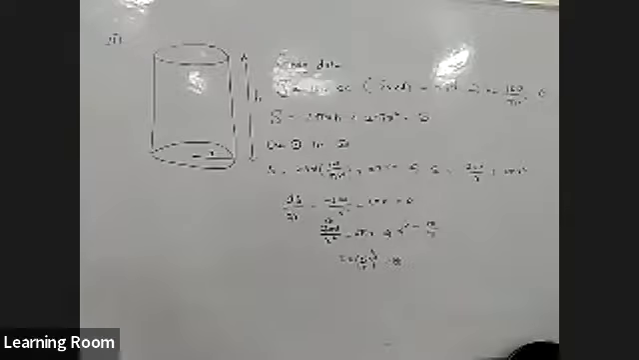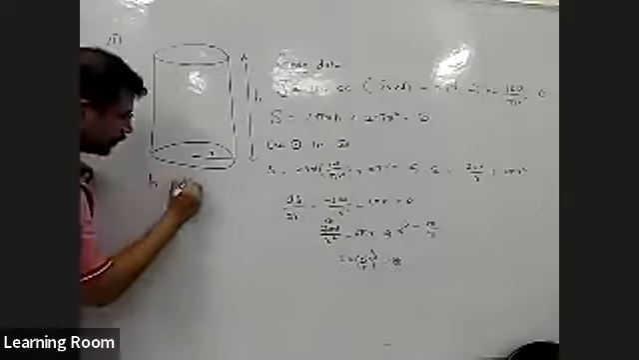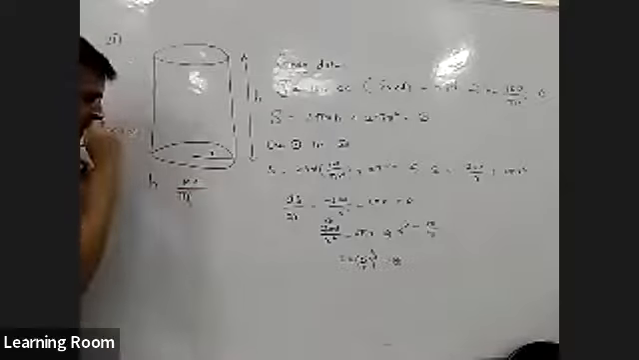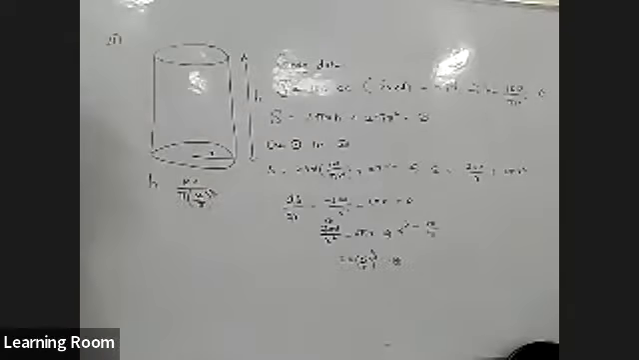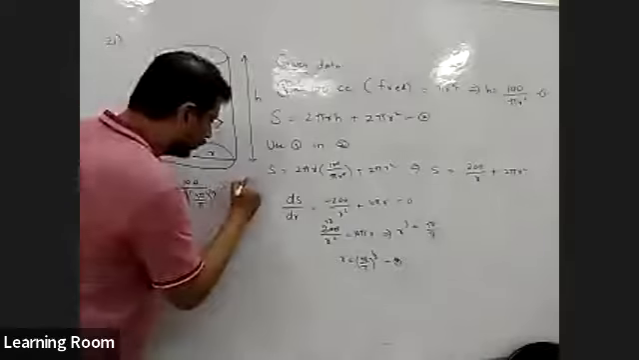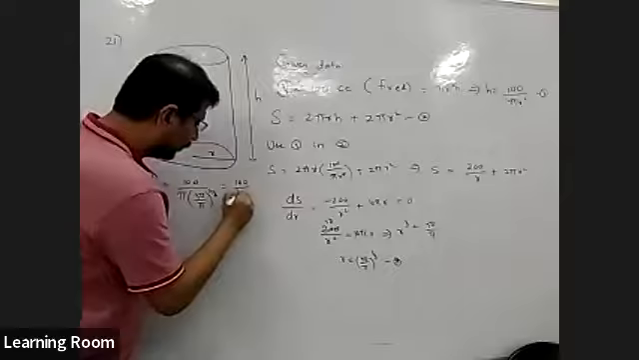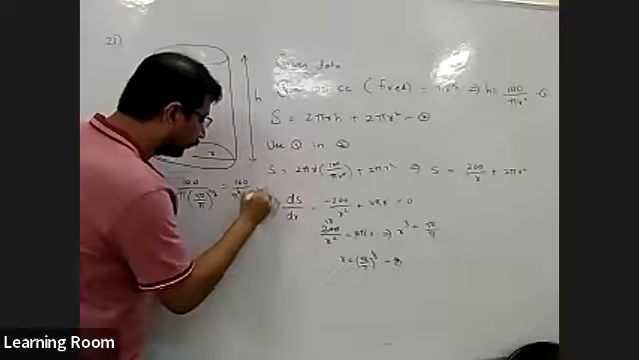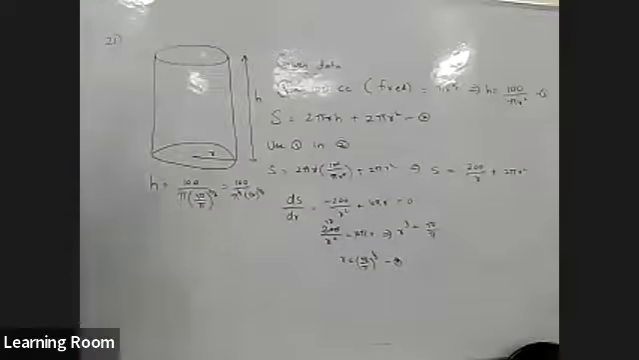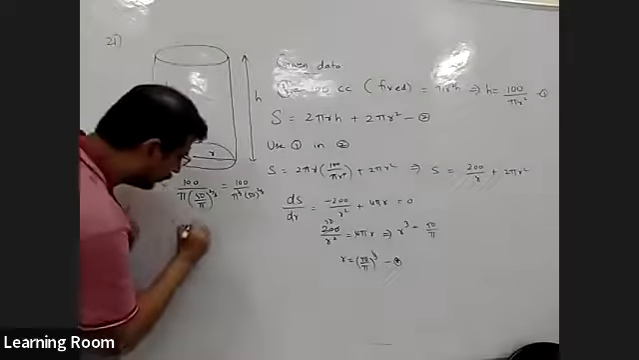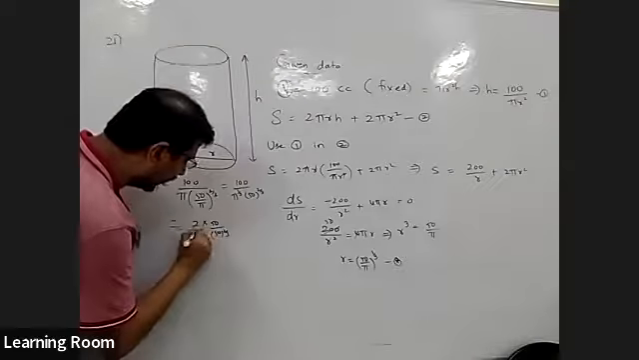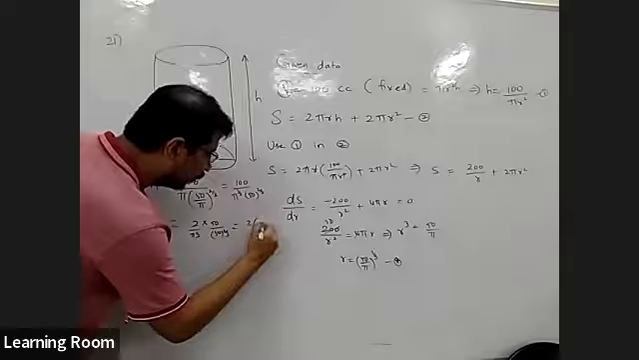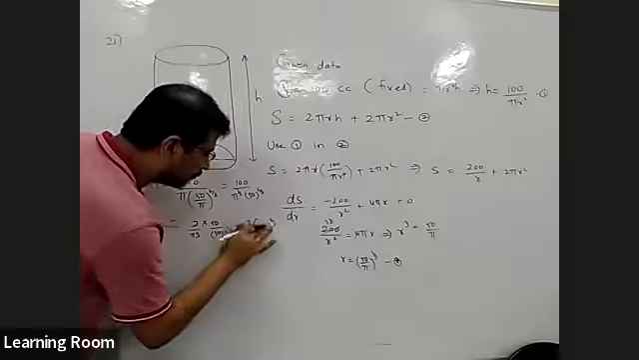So h will be equal to how much? 100 divided by pi into r square. So 50 by pi, the whole power 2 by 3. Correct? So 100 divided by pi power 1 by 3 into 50 to the power of 2 by 3. So how can you write 100 as 2 into 50? So 2 into 50 divided by 50 to the power 2 by 3 divided by pi power 1 by 3. How much would be the answer? 2 into 50 by pi the whole power 1 by 3.